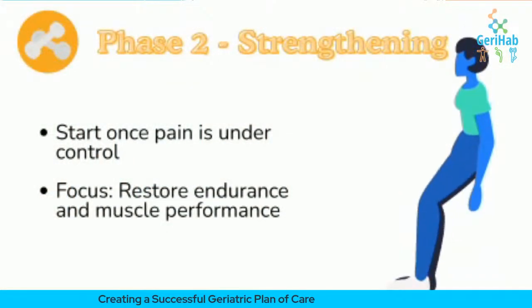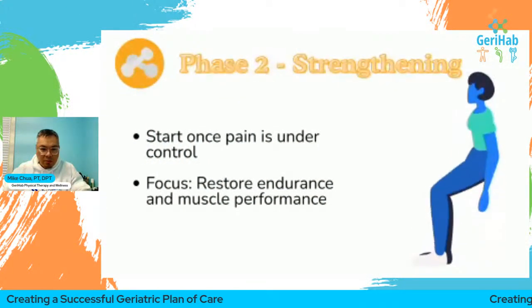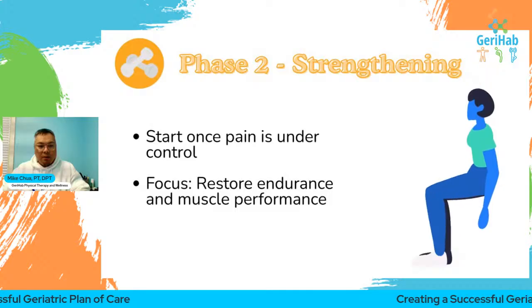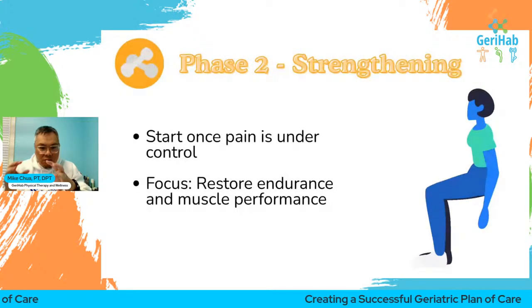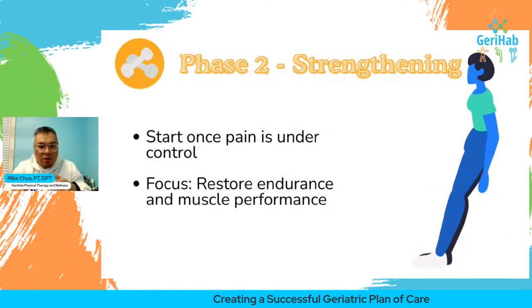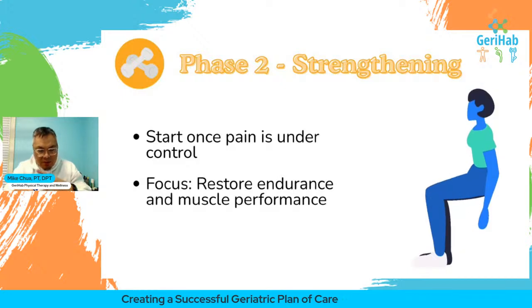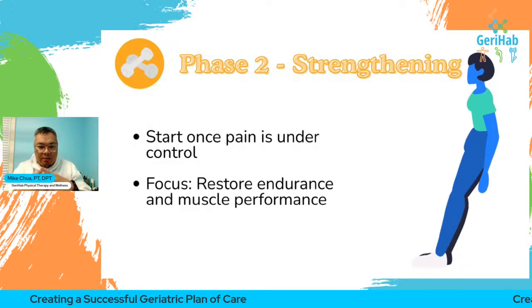They can achieve. They're so good. Some people they go 12 weeks. So once they're ready, their pain is controlled. Then you do strengthening. This is phase two. Okay, so phase two. Once the pain is controlled or under control, focus on restoring endurance and muscle performance. The strengthening part.